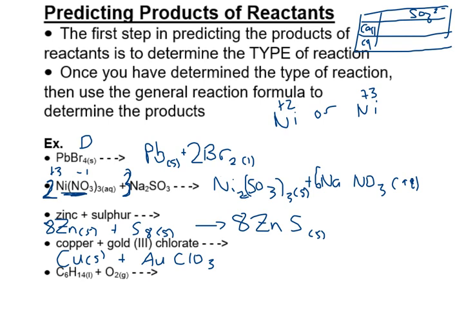But the charges don't fit. Because gold is 3. What's the charge on chlorate? Go look this up. Find chlorate in your table. -1. Okay, so gold is +3. Chlorate is -1. It means we're going to need 3 of these guys to make it work.